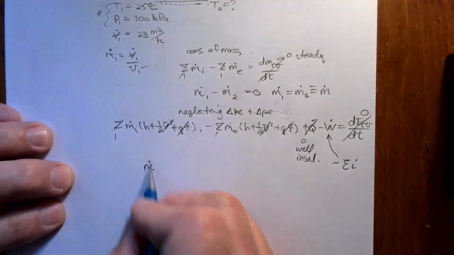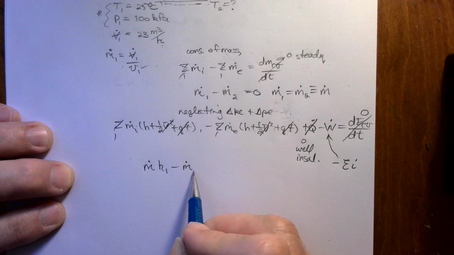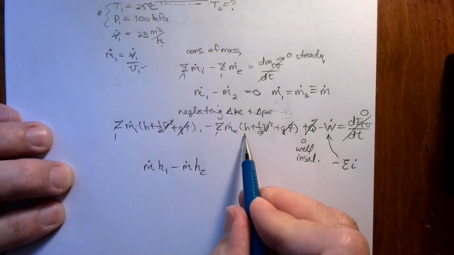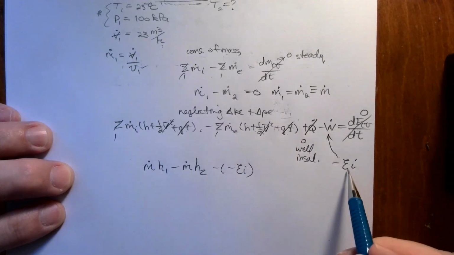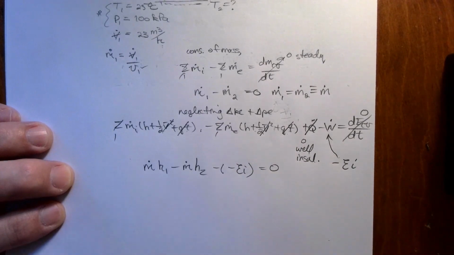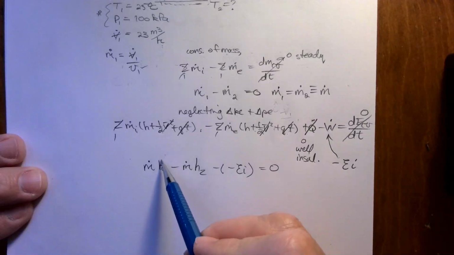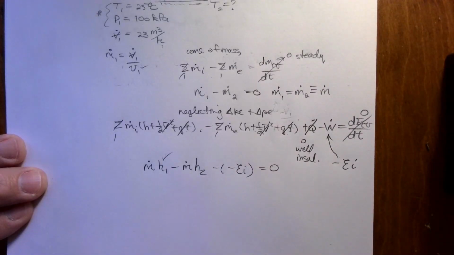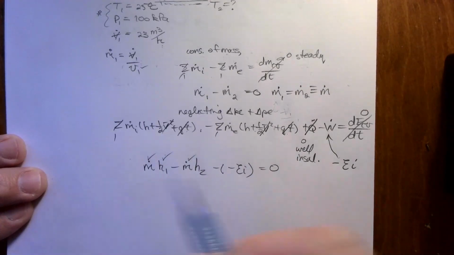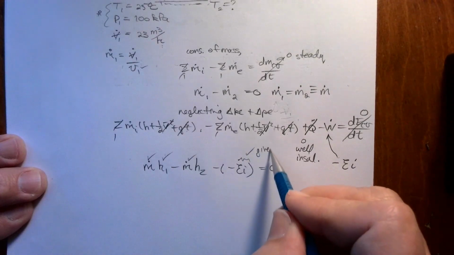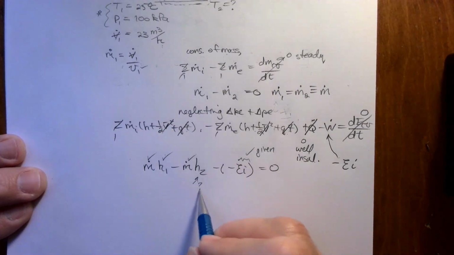So what I'm left with in this equation is m dot h1 for this term, minus m dot h2 for this term, minus a minus EI for this term, equals 0. So state 1 is defined, so we can get a value for h1. M dot, we've already talked about how to compute m dot. We have a number for that. Those two numbers are given. Right, we have everything except for h2.